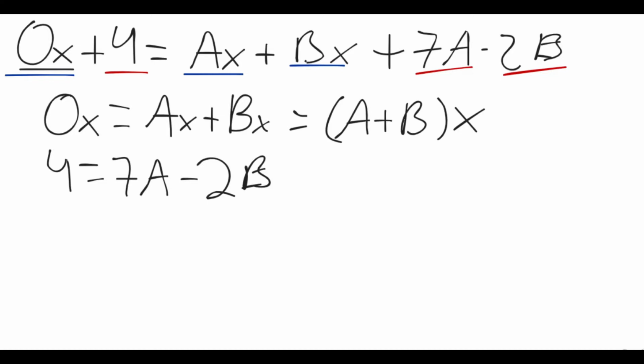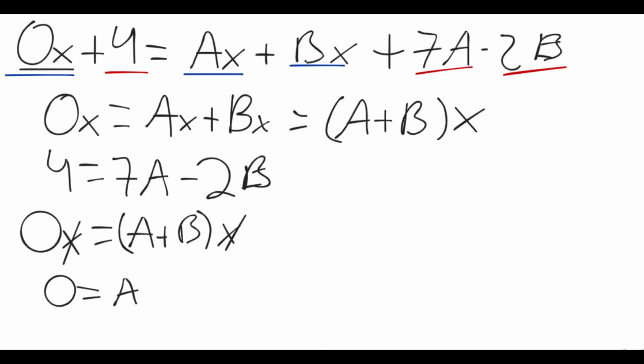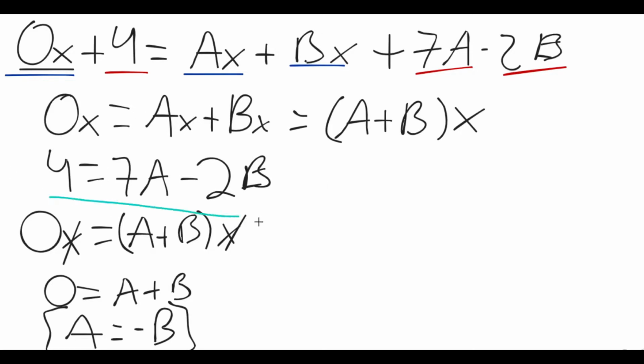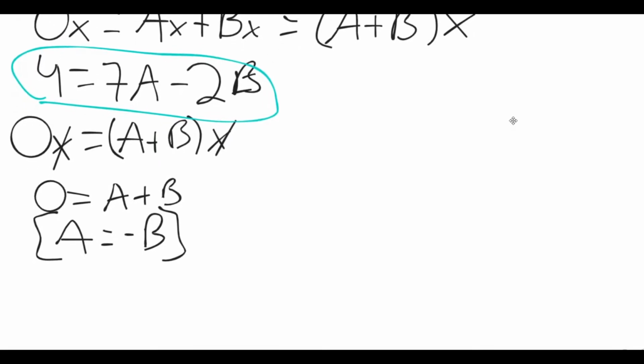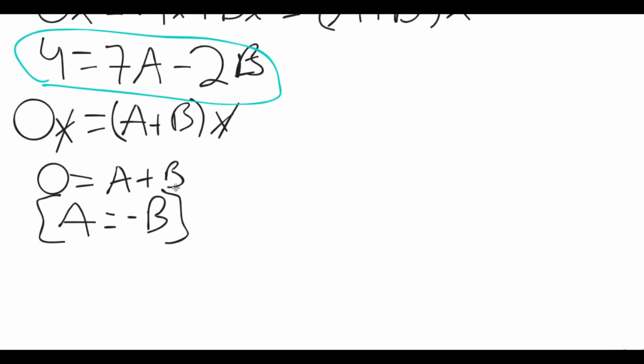So notice how we have 0x is equal to a plus b times x, and we know that x cancels out, so 0 is equal to a plus b, so a is equal to negative b. So we have this equality right here. But now how can we use this other equation? Basically, we're going to substitute this a, get it in terms of negative b, and solve for b.